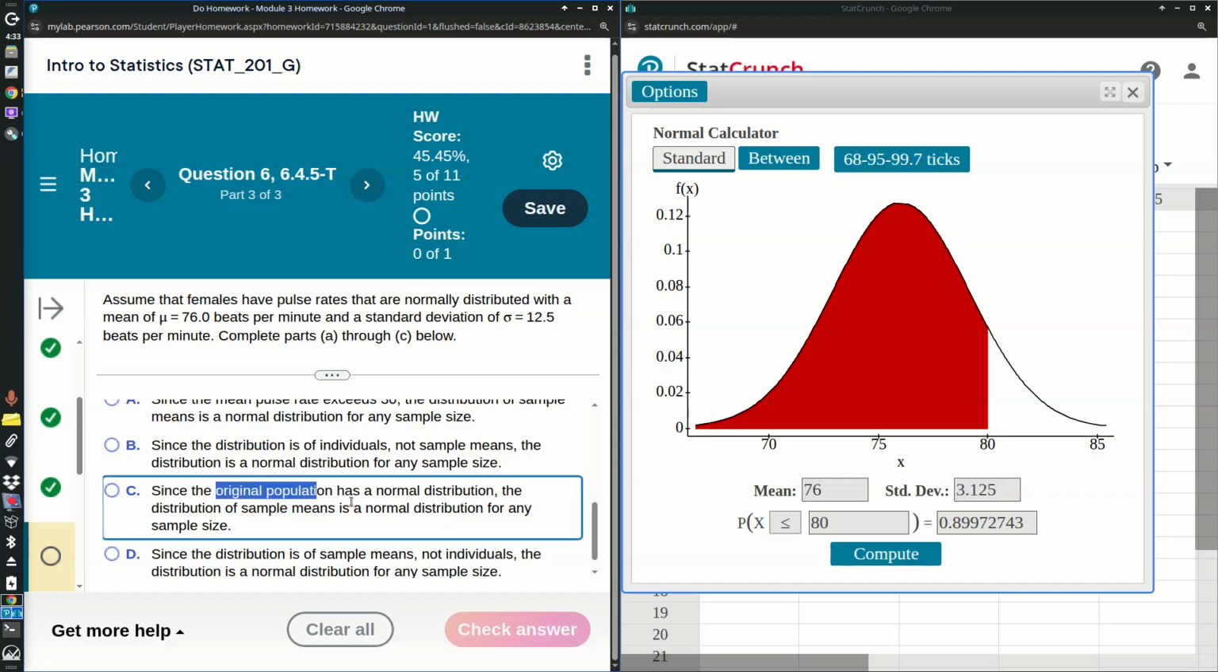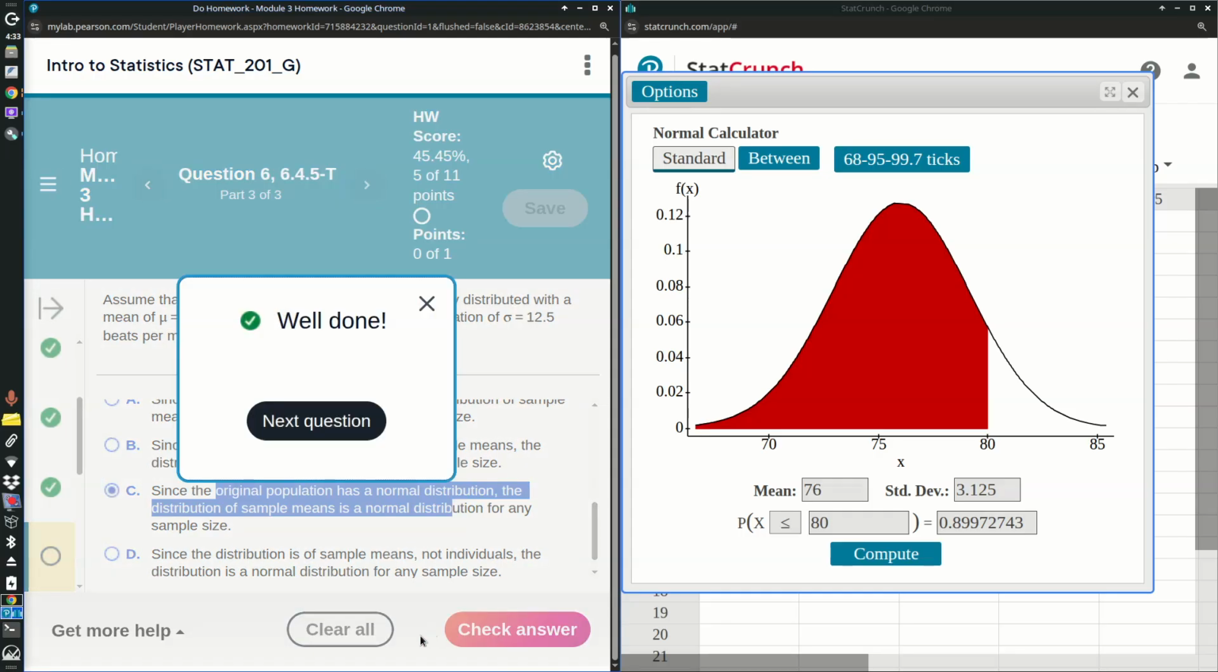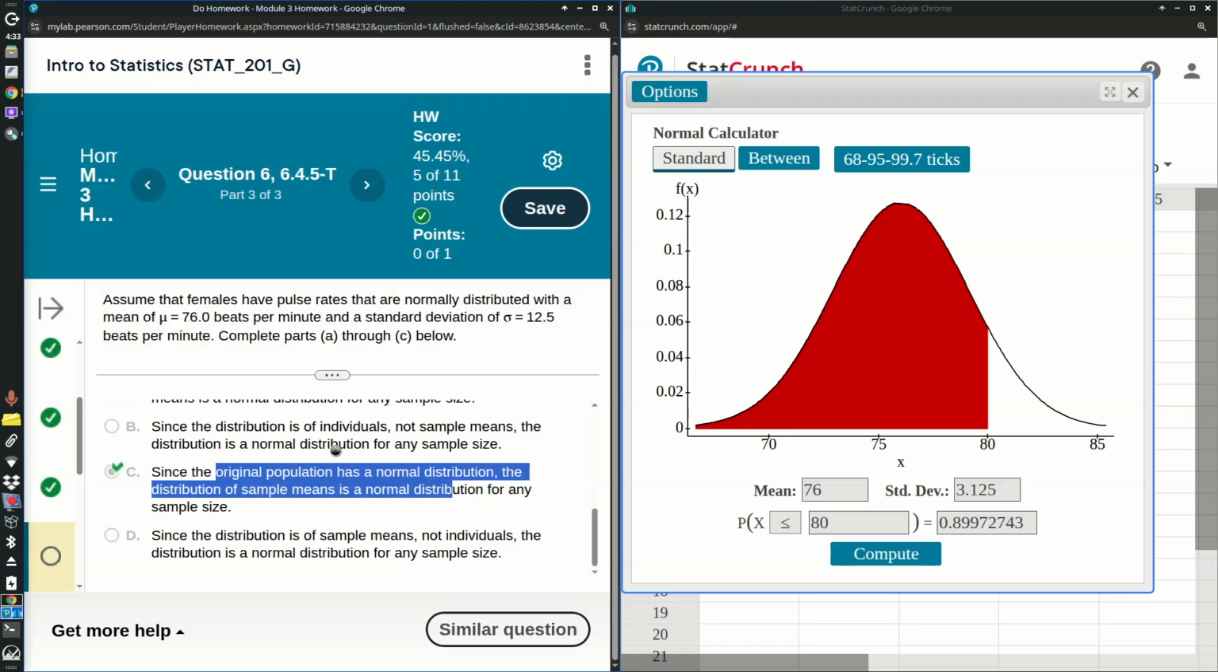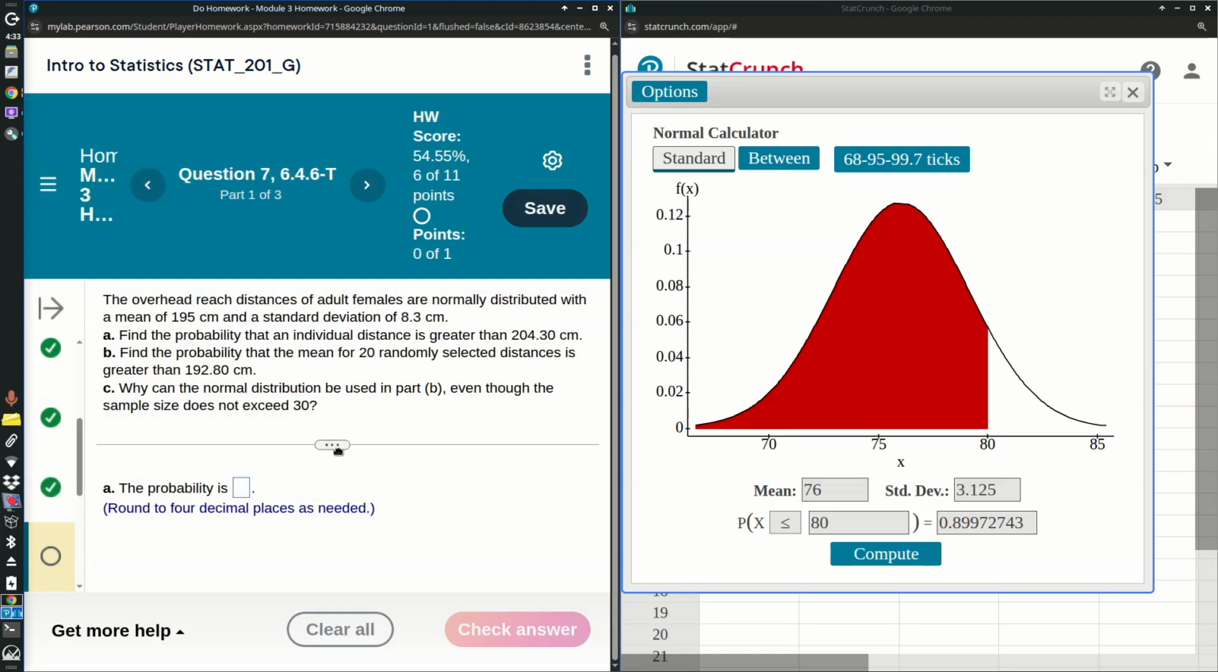Since the original population is normal, the distribution of any sample means is going to be normal. So that's going to be part C. That's a common multiple choice question that we're going to see this module. Okay, the rest of this is going to be very similar using the normal calculator.